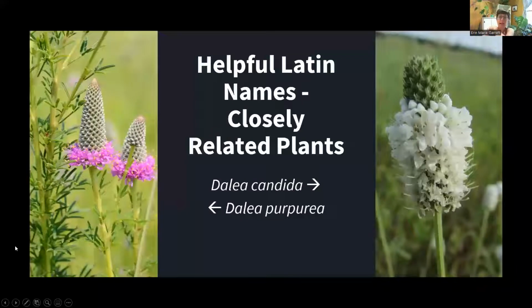All right, we talked about how Latin names can be helpful. They're helpful in indicating plants that are closely related to one another. So we have prairie clovers here on the left, Dalea purpurea, on the right, Dalea candida, both in the same genus. They look similar, so this one actually did work out. They look similar and they're in the same genus. And then the names too are descriptive. Candida refers to white, and purpurea, of course, is purple.